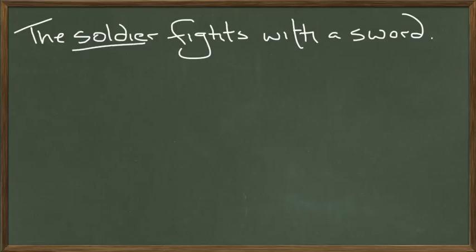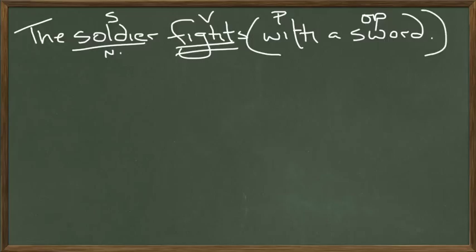Here we have a soldier, subject of the sentence, nominative case. What's he doing? He's fighting, verb. He's fighting with what? With, preposition. A sword, object of the preposition. He's fighting with a sword, prepositional phrase, and sure enough, it's going into the ablative case because this is what he's using to get the job done. A is an article adjective, the is an article adjective. When we translate, we will not need those.